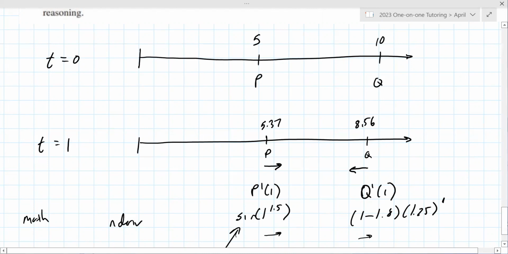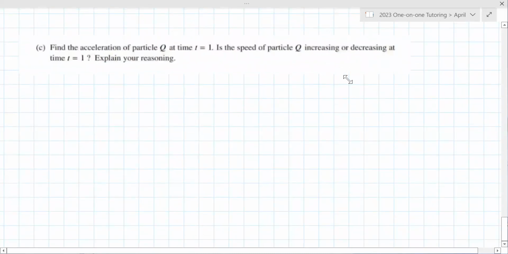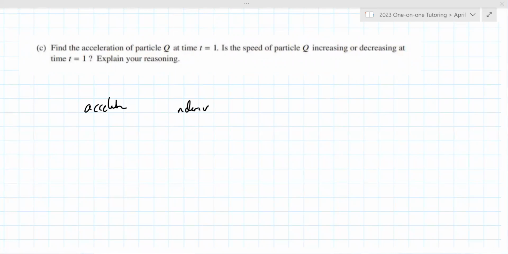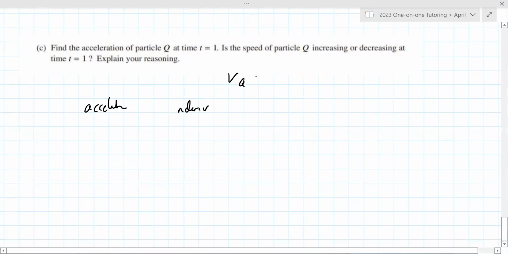Okay, so we will get to use nDeriv for part C, thank goodness. Find the acceleration of particle Q at time t equals 1. Is the speed of particle Q increasing or decreasing? The acceleration is the derivative of the velocity. So you're going to use nDeriv in your calculator of the velocity function. The velocity of Q is t minus 1.8 times 1.25 to the t. So this is where we're using nDeriv of that function and then evaluating it at 1.